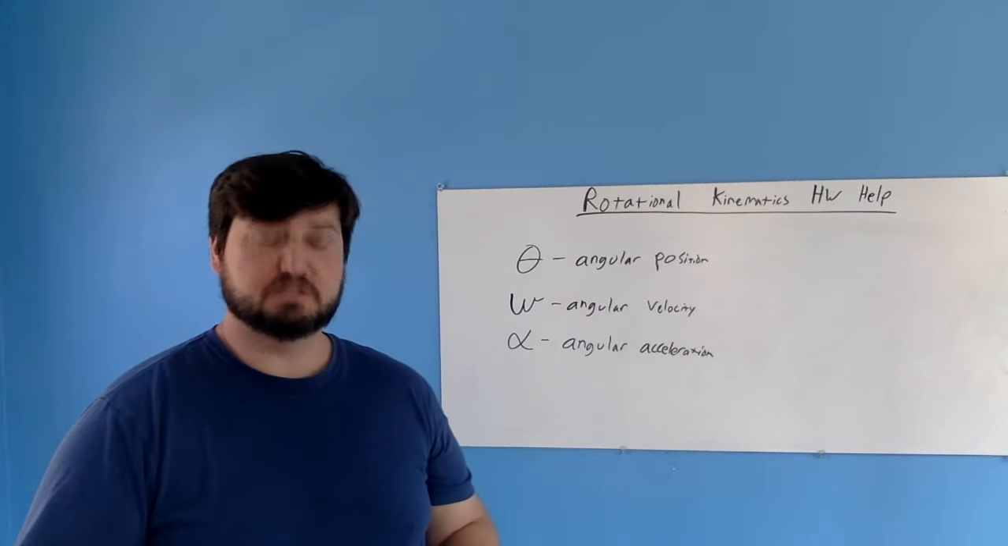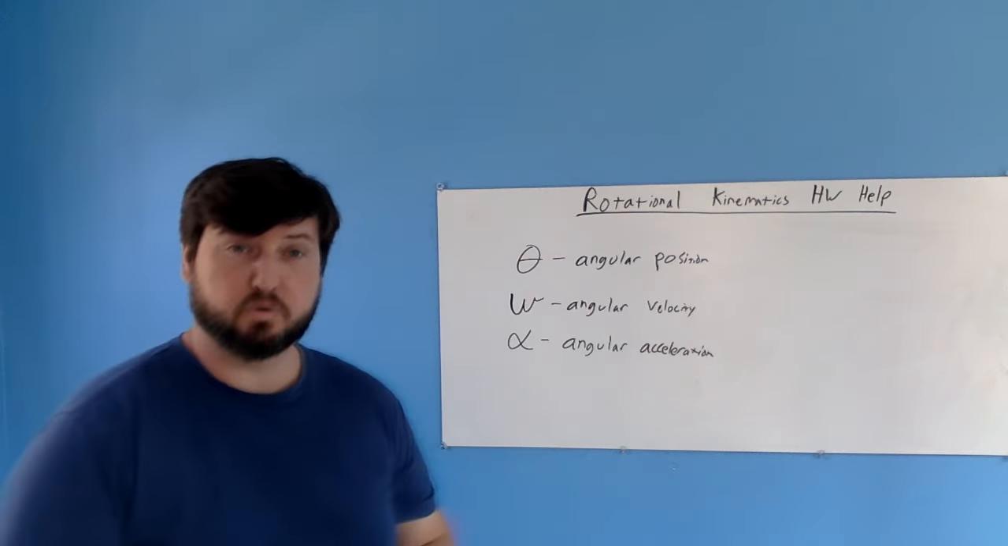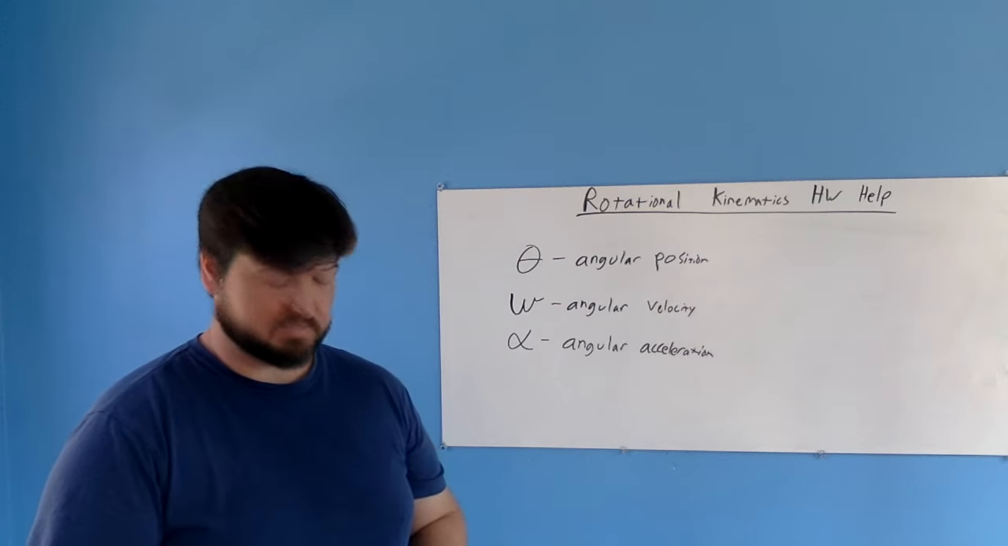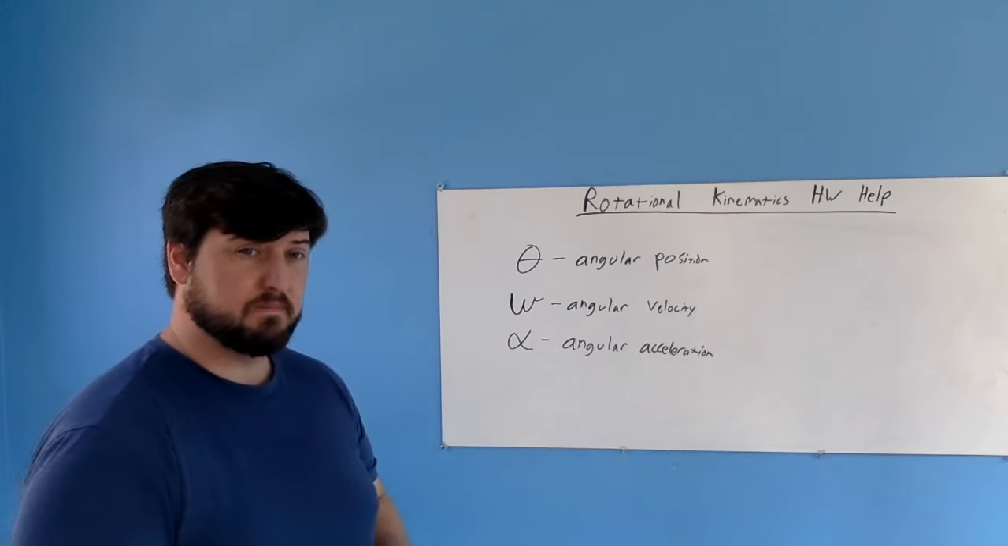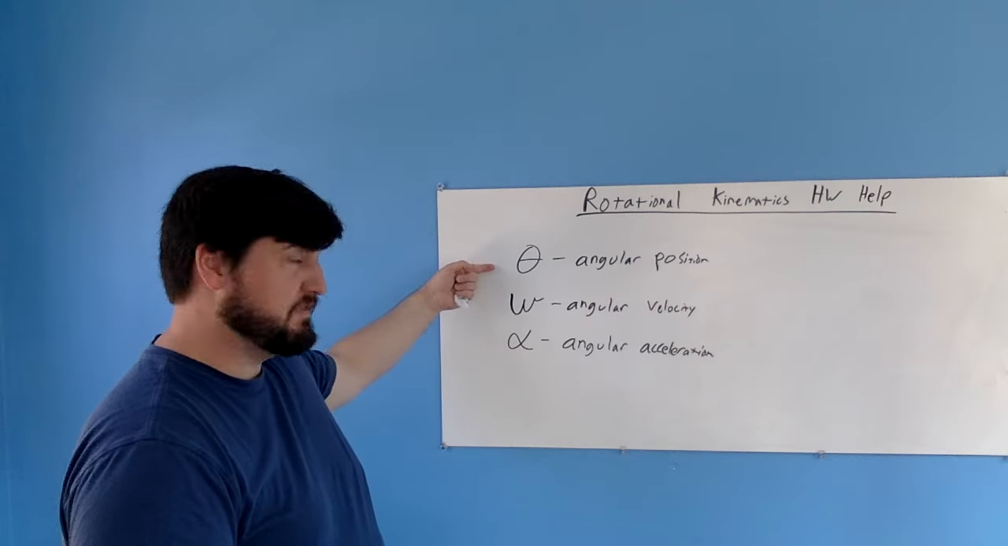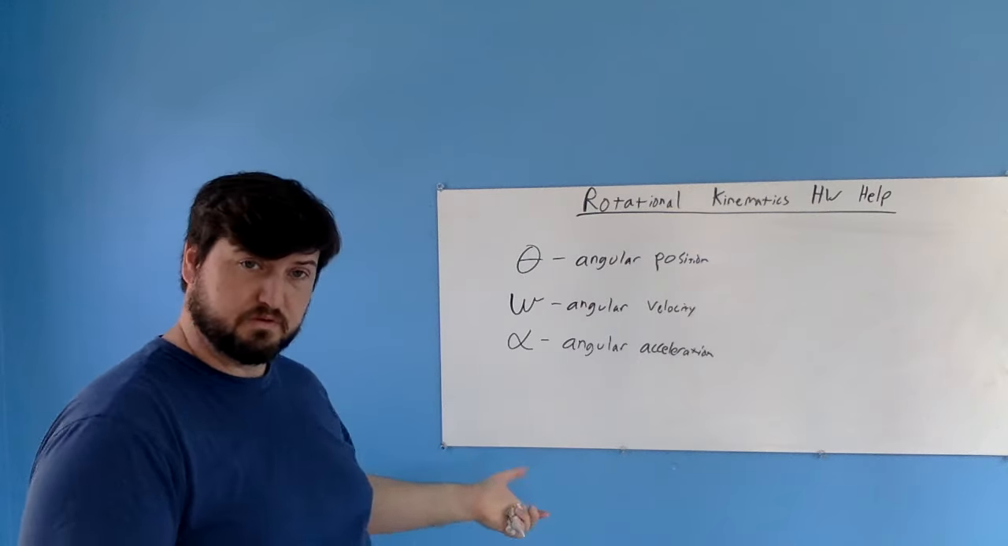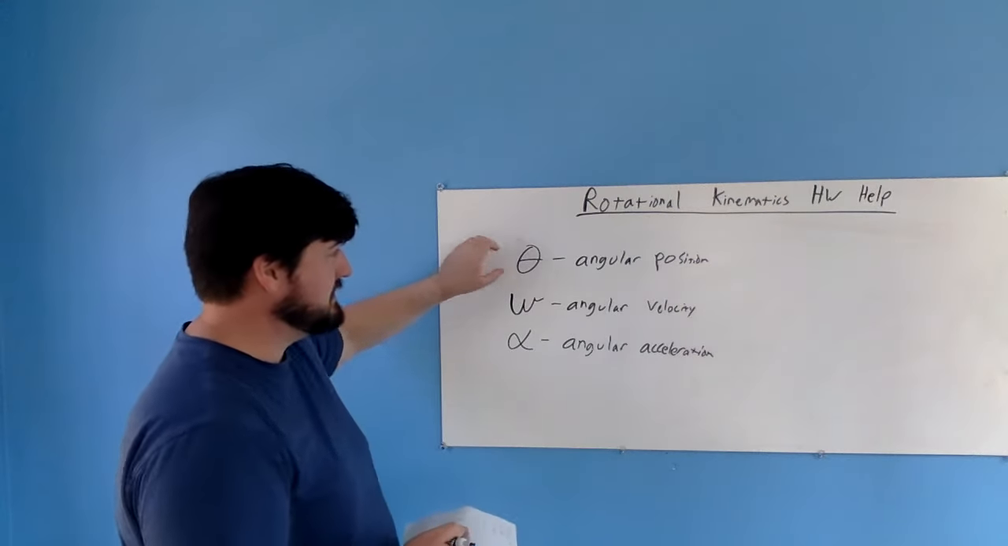Okay, so today I had a couple things I wanted to go over with rotational kinematics. I know you guys had some questions on those problems. So I thought let's start out by really going back over our theta, omega, and alpha and what those really are, okay? So theta is an angular position.